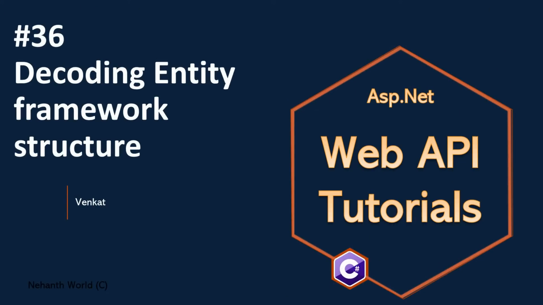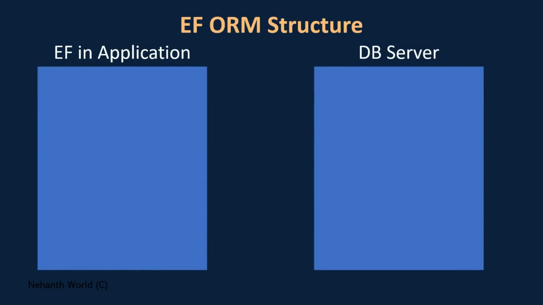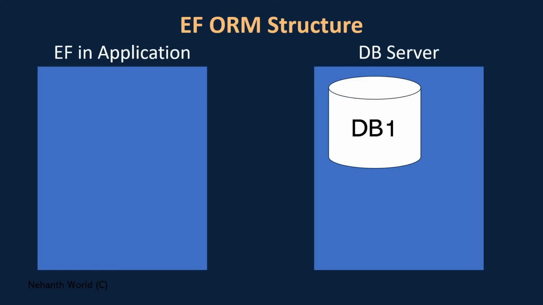In this video, we are going to decode the Entity Framework structure. Entity Framework basically works based on the ORM structure. ORM is nothing but object relational mapping. So there will be equivalent objects created for the database objects in our application. Okay, so there is an application on the left side, and on the right side you can see the DB server. The DB server has one database.